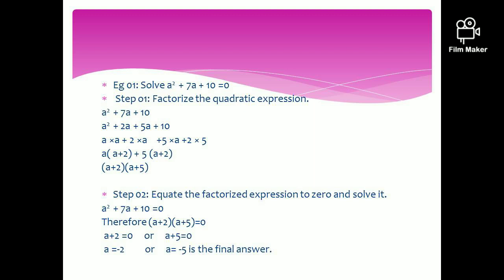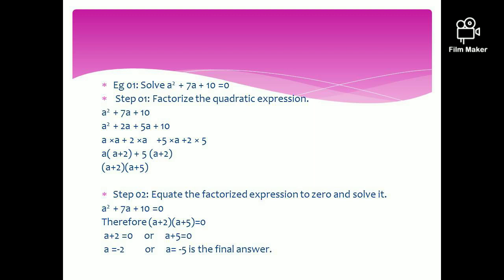Initially, multiply the coefficient of the square term with the constant term. 1 into 10 is 10. Find the factors of 10 where its addition equals 7. You can isolate them as 2 into 5. Therefore, you can write a squared plus 2a plus 5a plus 10 and factorize it. Then you can write a squared as a into a, 2a as 2 into a, 5a as 5 into a, and 10 as 2 into 5.